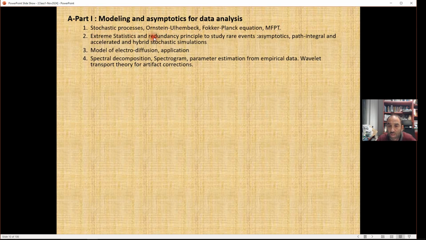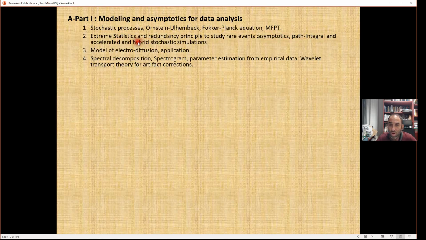Then we will move on to discuss extreme statistics. That is, if you have 100 particles, what is the time for the first one to arrive at one place? And the redundancy principle is why in nature you have many copies of the same object, in order to make sure that a function will be achieved. I'll give the example of fertility, why you need so many sperm so that one will arrive at the right place at the right time. To study rare events, what is interesting is usually to use asymptotics of the associated equation. The asymptotics will reveal, for example, how the time for the fastest to arrive at one place depends on the dynamics, say Brownian motion, on the geometry, on the number of particles, and so on.